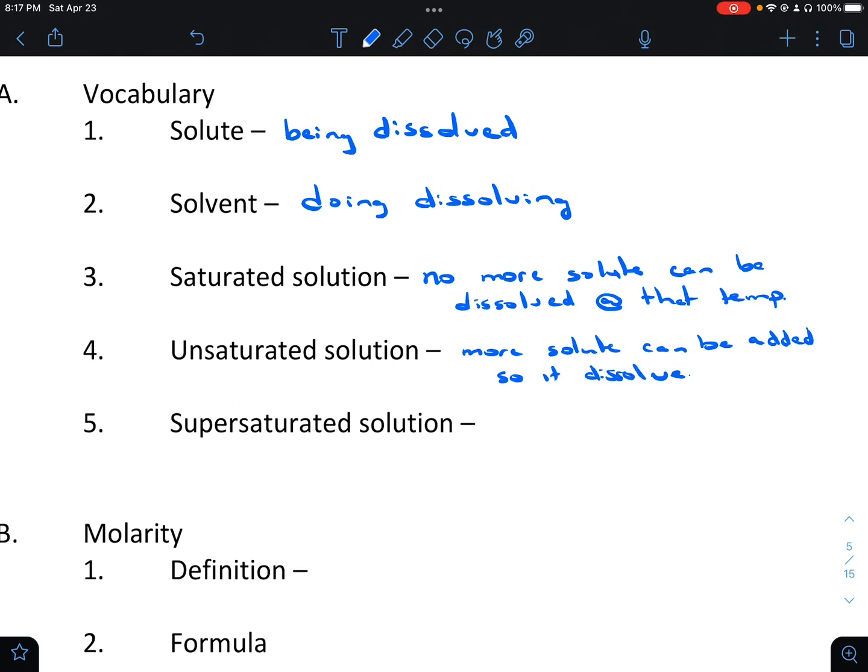And last but not least, we have what is called a supersaturated solution. In this case, we have too much solute dissolved. This is a highly unstable situation, and what happens is it sometimes will come out of solution. Rock candy is actually made this way.